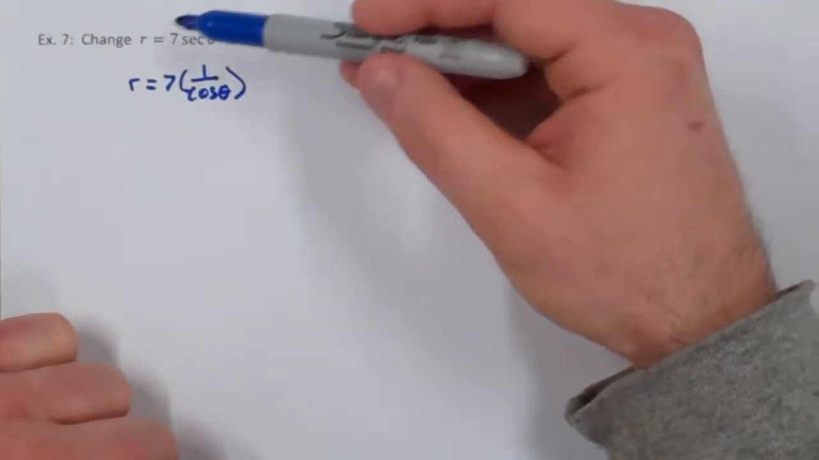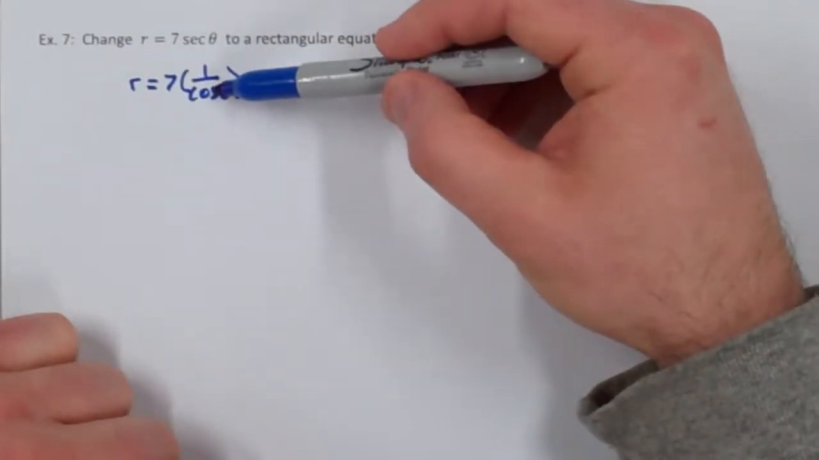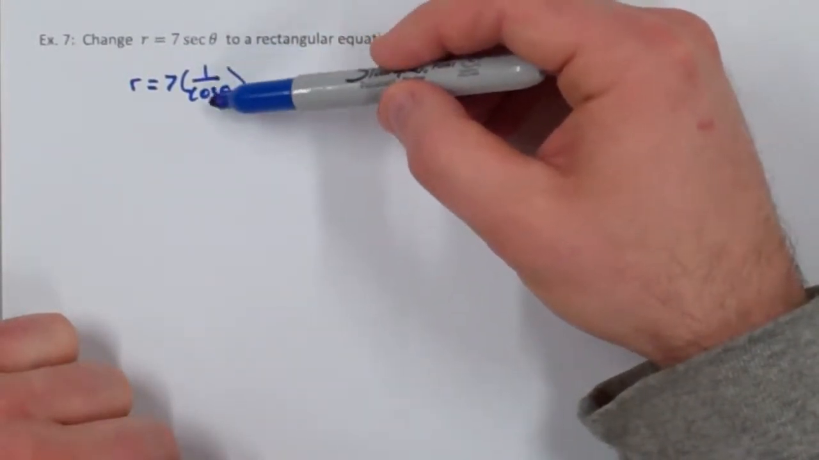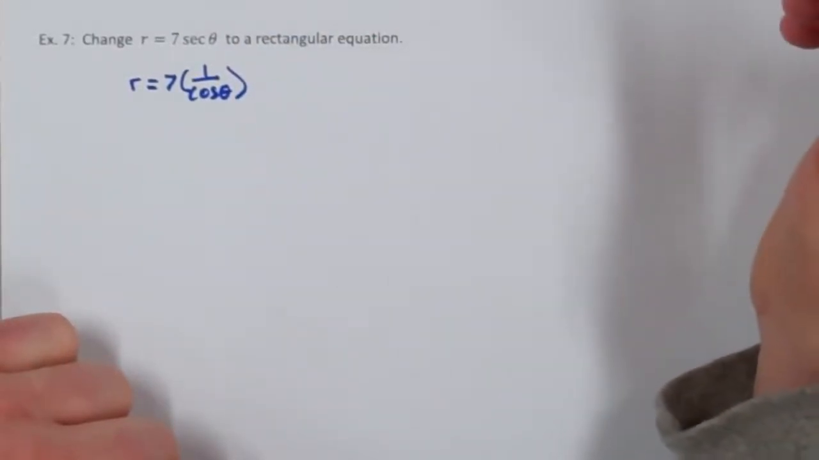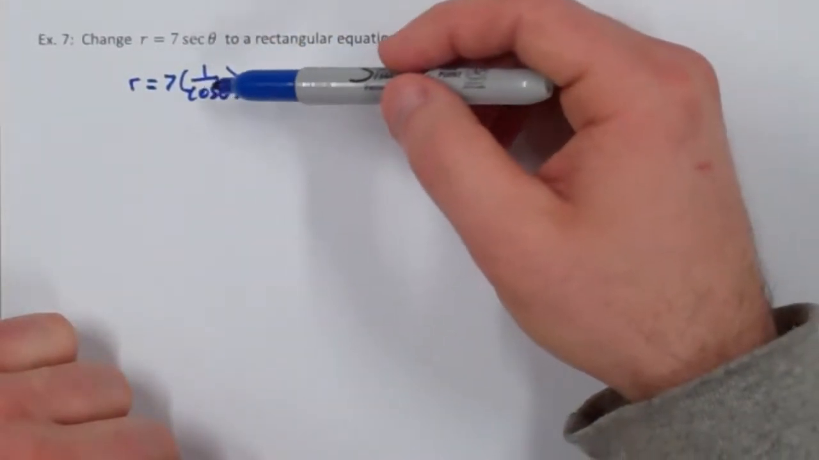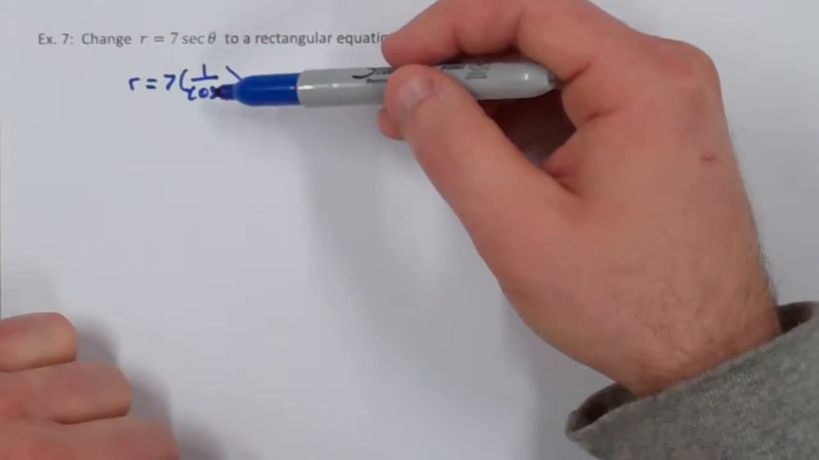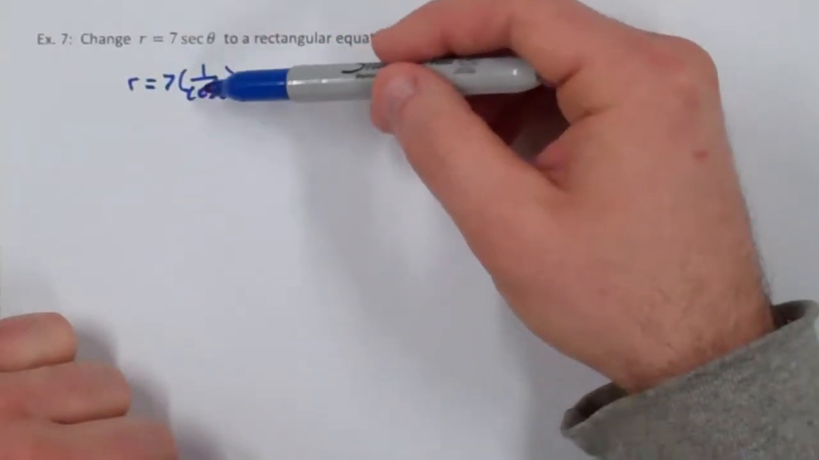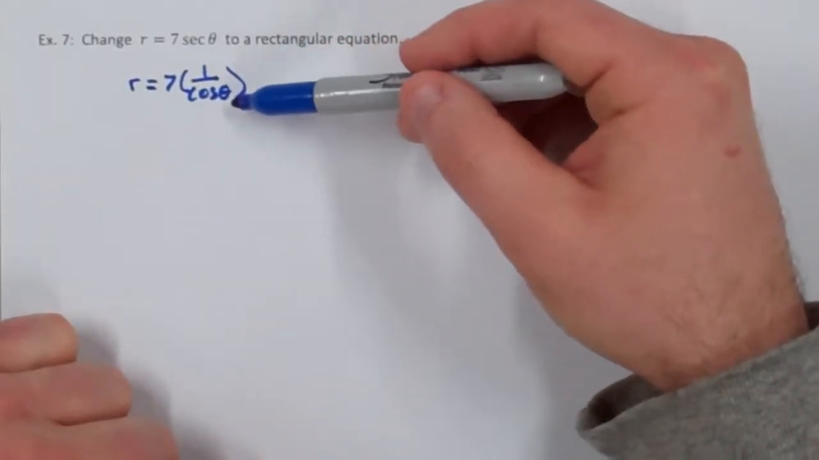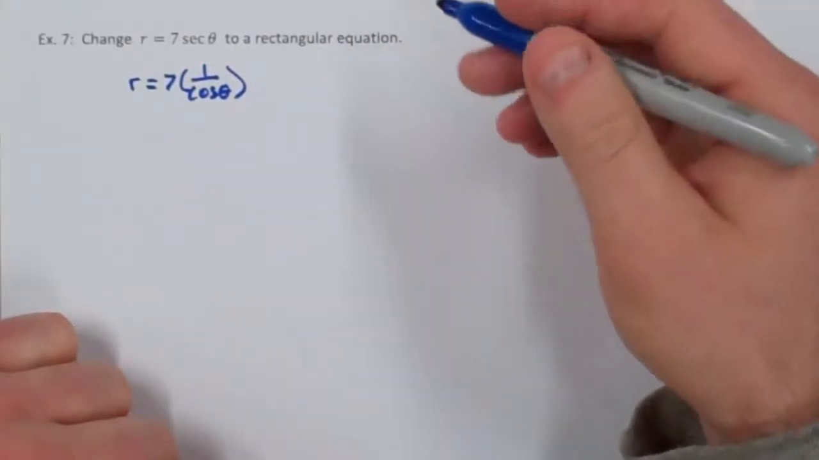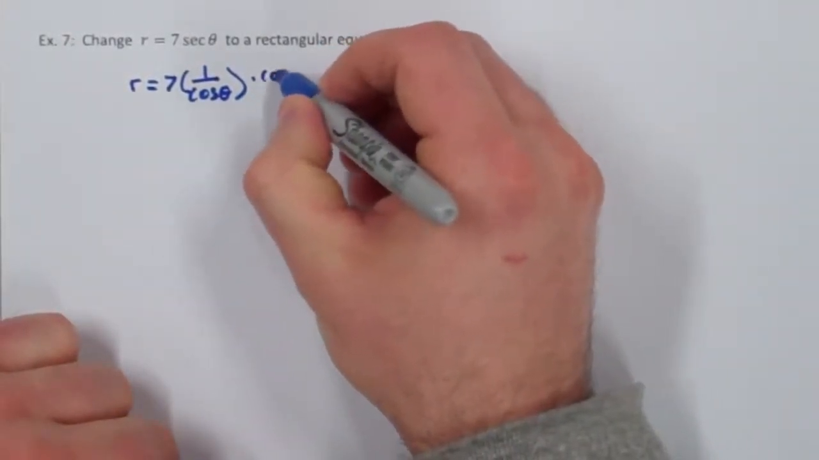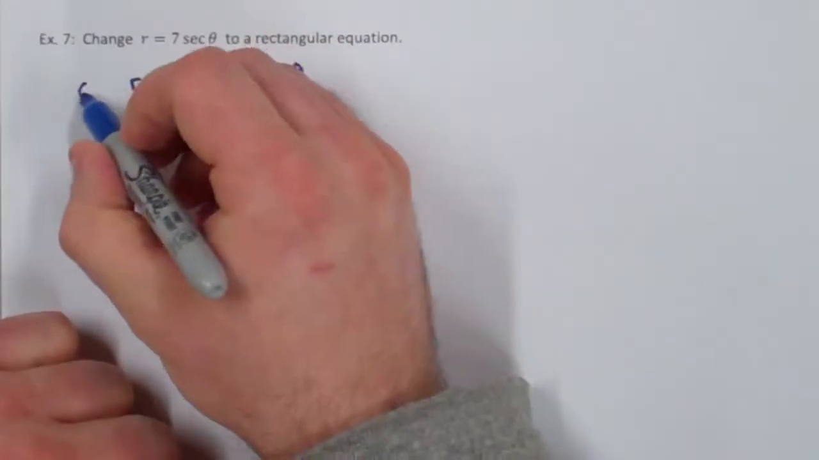At first glance, we might try to multiply by r on each side, but then we would have r over cosine theta, and that won't work for us. We need to get r times cosine theta. You might also divide by r, and that could work. We'd have r cosine theta here. But I think in this case, what I'd like to do is multiply by cosine theta on each side.